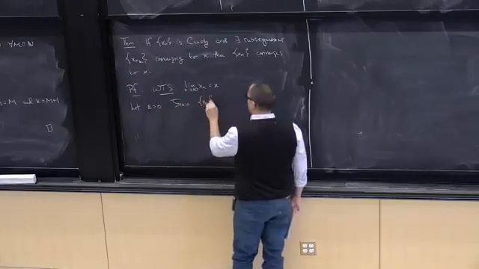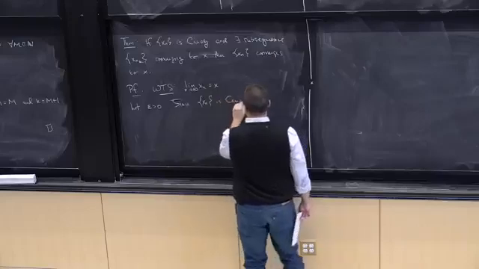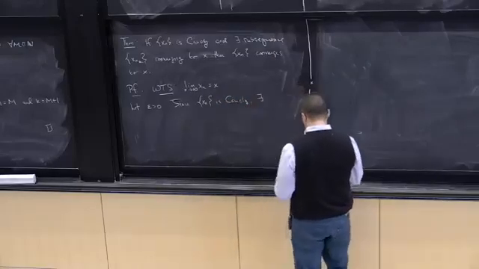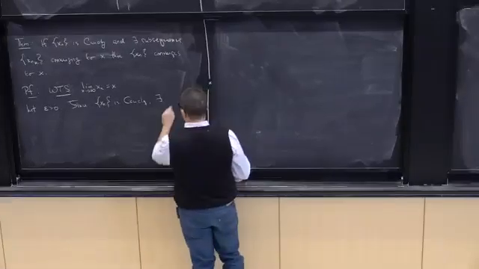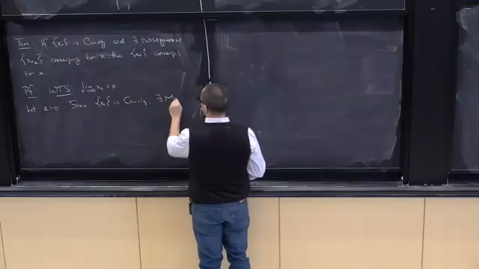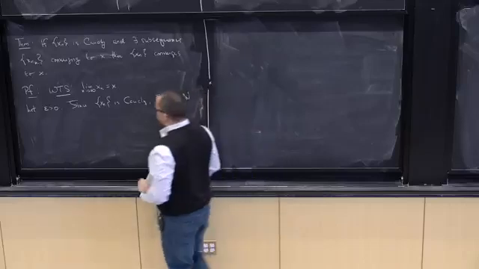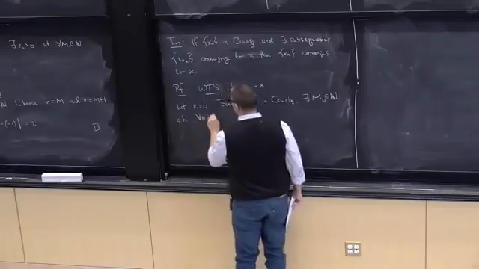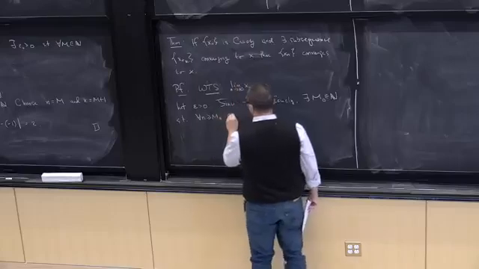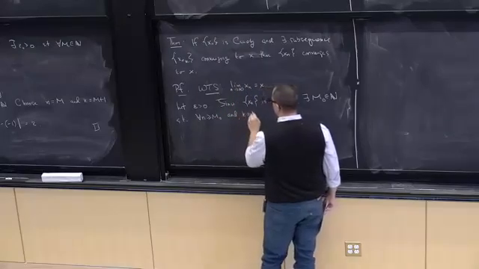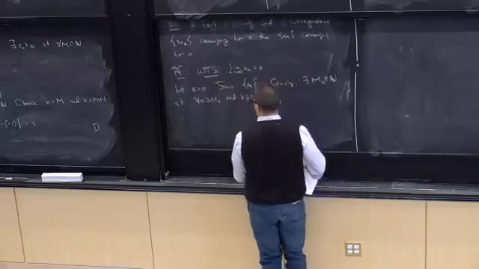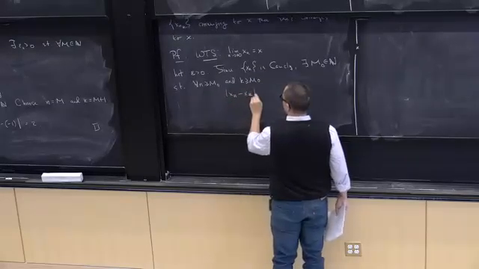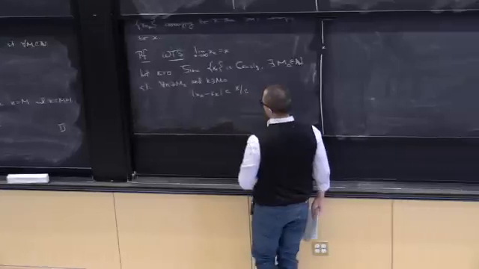Since x_n is Cauchy, there exists m naught, a natural number, such that for all n bigger than or equal to m naught and k bigger than or equal to m naught, |x_n minus x_k| is less than epsilon over 2.